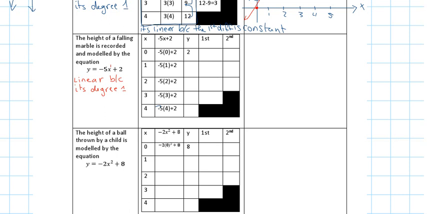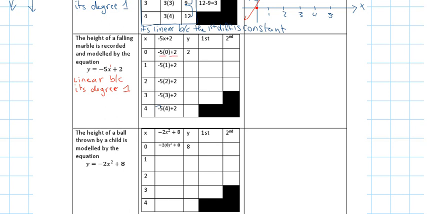Okay, now let's look at the table of values. Remember that the x's in this case are given to you. So my x's are 0, 1, 2, 3, and 4. And then my job is to plug in the x value into the equation and solve for y. Okay, so my x is 0. So I replace x with a 0, and I have negative 5 times 0 plus 2.